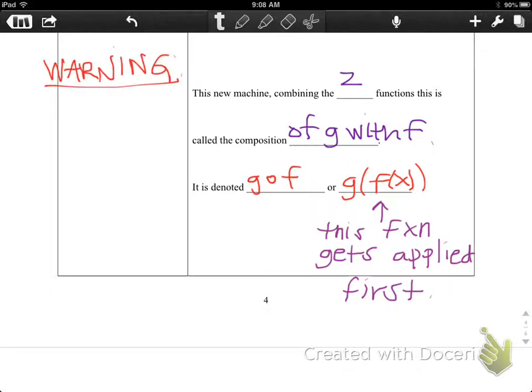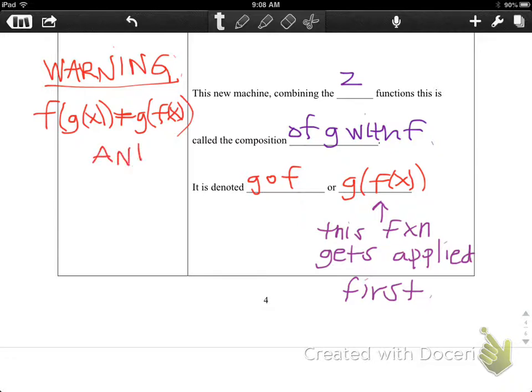Okay, so a warning. Before we move on to an example of a composite function, I wanted to give you this warning. f of g of x is not equal to g of f of x. We'll see that with our next example. In other words, composite functions are not commutative. So f of g of x does not equal g of f of x.